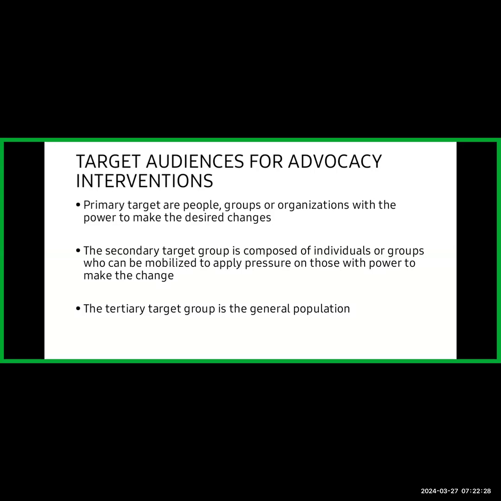So the secondary target is a group composed of individuals or groups who can mobilize, like the CMDs, the heads of some institutions. In that case, they are the secondary target. They can also have a role. They can link our advocacy to the ministers and to the lawmakers. Then the tertiary target group, which is the general population we are advocating for.